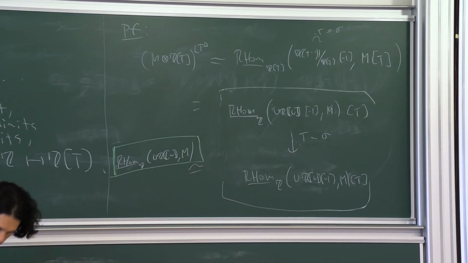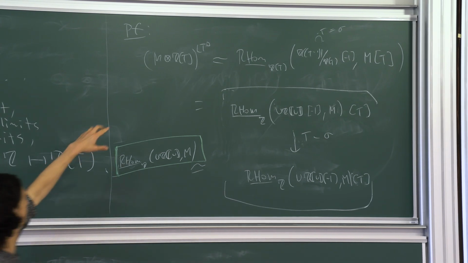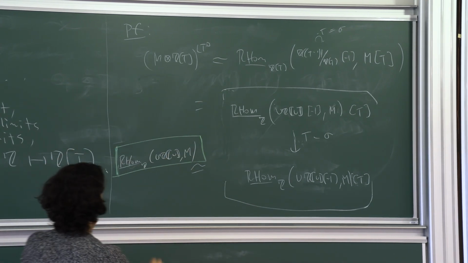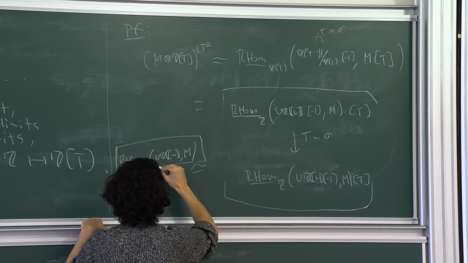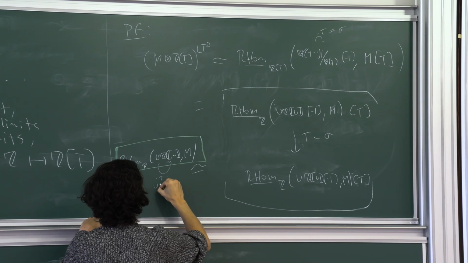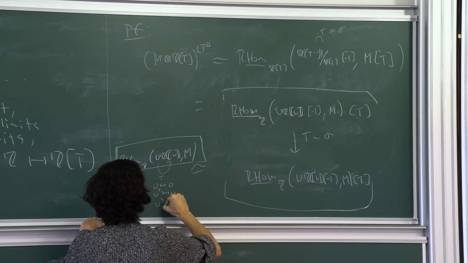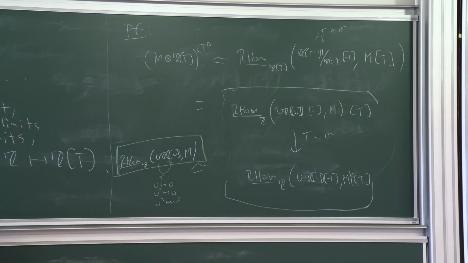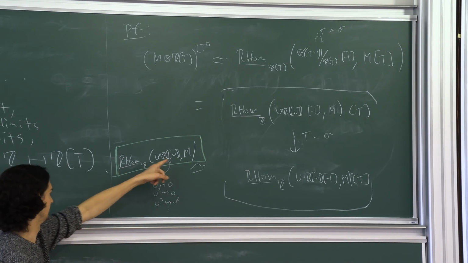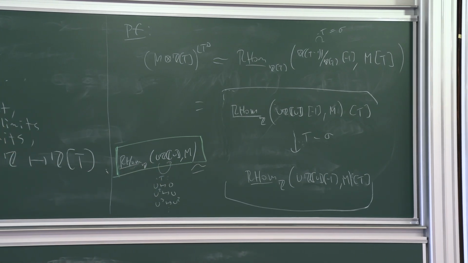And along the way, we sort of lost the ZT module structure on this thing. But you can recover it. It's induced by, so the multiplication by T is here given by sending U to 0, U squared to U, U cubed to U squared, etc. So if you do that there, then that induces an endomorphism here, and that's the multiplication by T on this resulting thing.